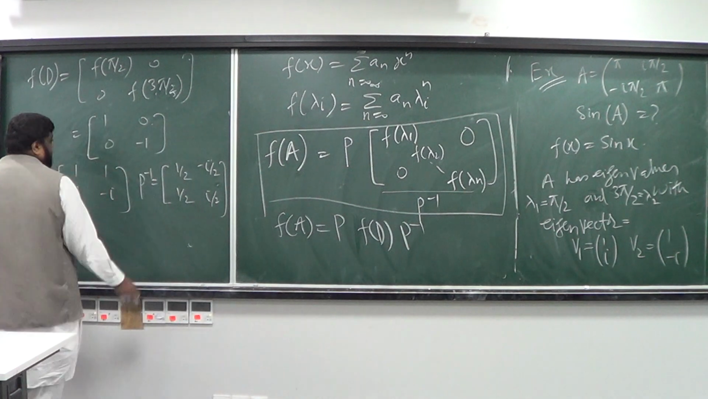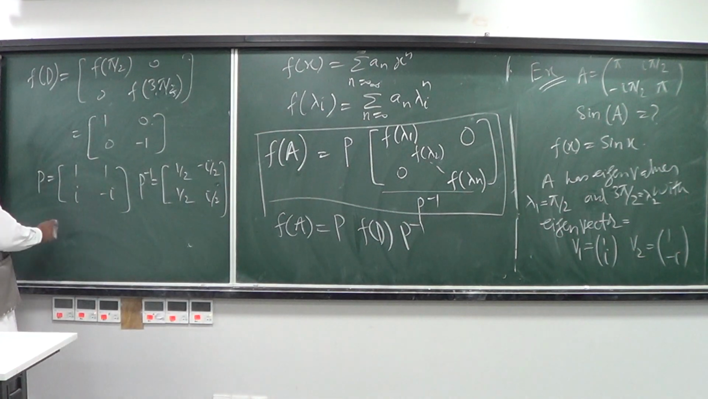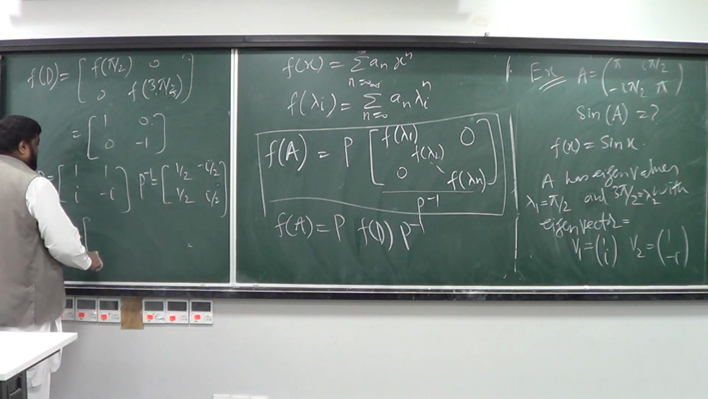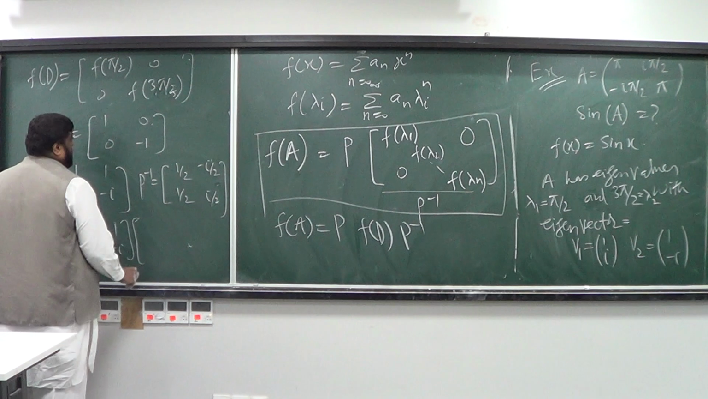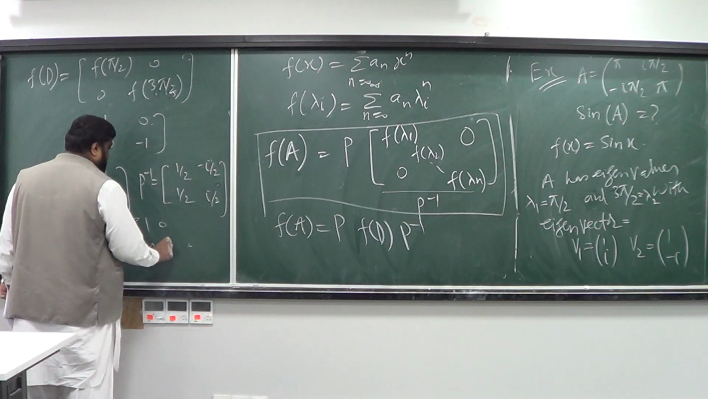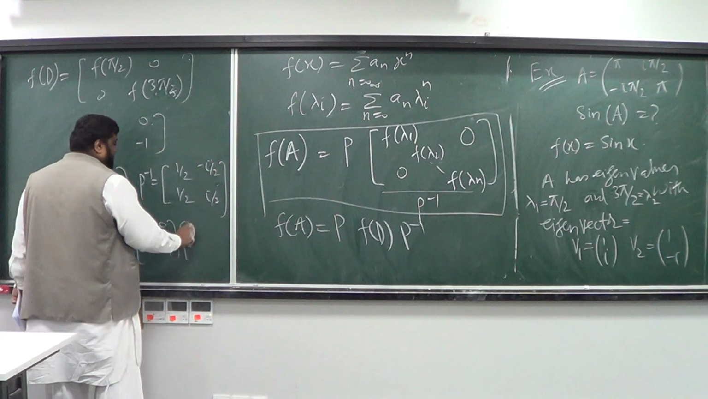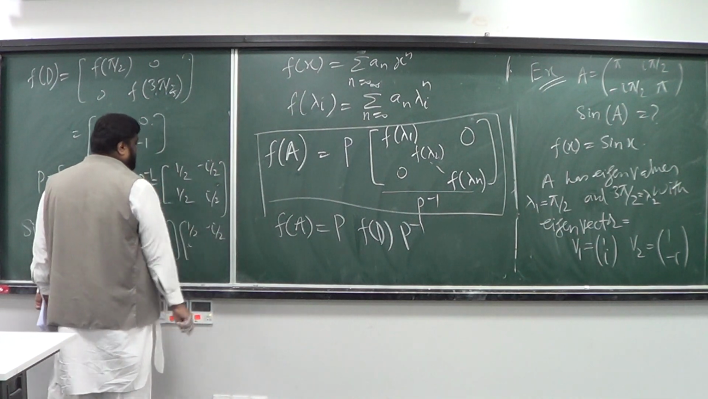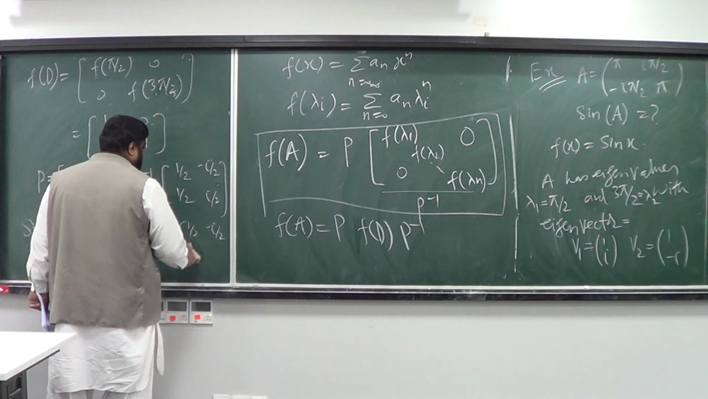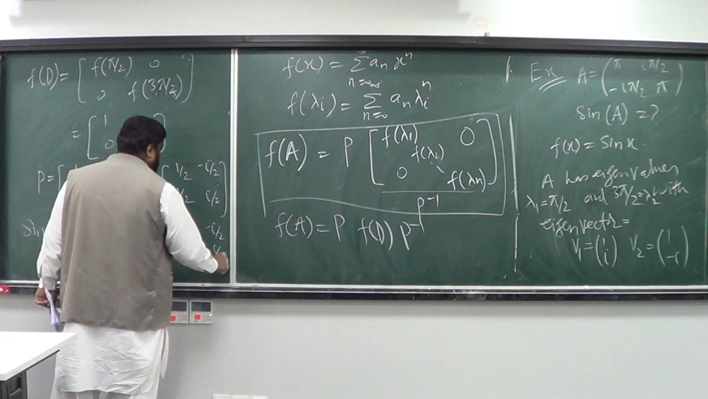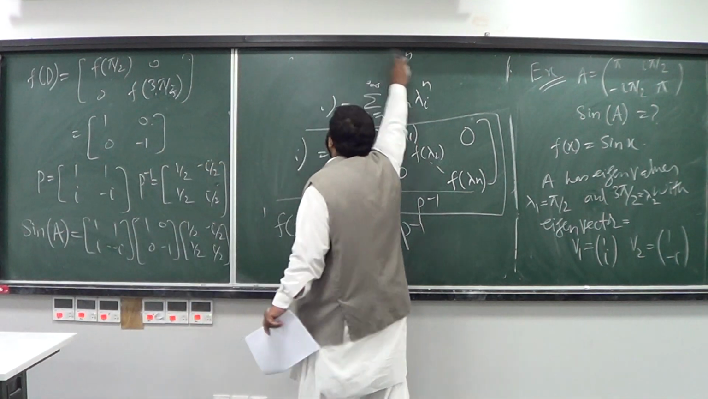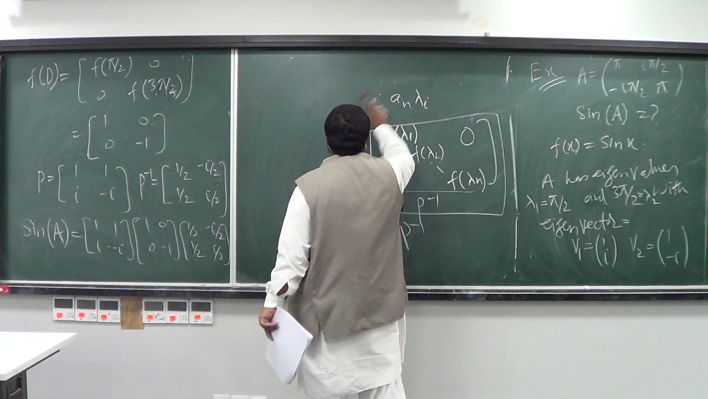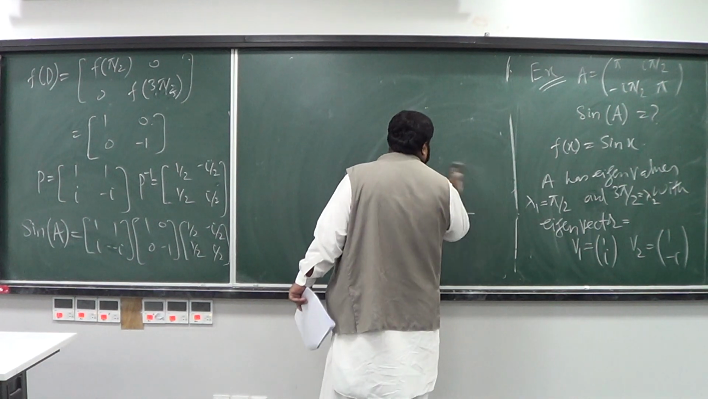Okay. Now we have everything to calculate f of A. So what would be the sine A? Sine A is going to be the product of three matrices: 1, 1, iota, negative iota, times 1, 0, 0, negative 1, times 1/2, negative iota by 2, 1/2 and iota by 2 actually, and hence now you have this matrix sine A. So you can multiply these three matrices and you can get a matrix.